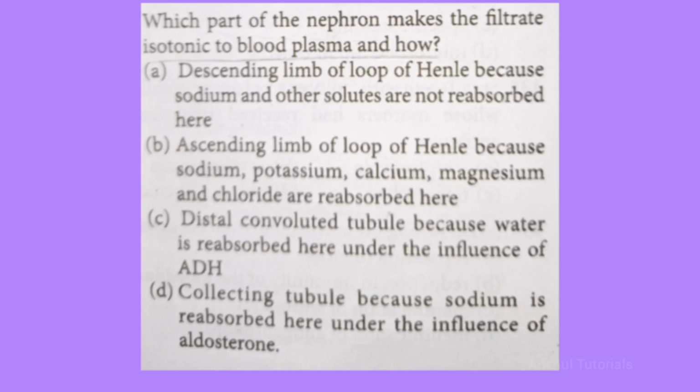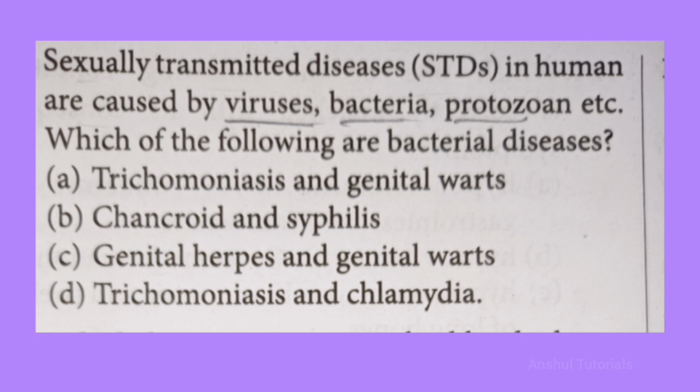And the next question is which part of the nephron makes the filtrate isotonic to blood plasma, and how? The correct answer is option C, distal convoluted tubules, because water is absorbed here under the influence of ADH. Sexually transmitted diseases in humans are caused by virus, bacteria, protozoans, etc. Which of the following are bacterial diseases? The correct answer is option B, that is chancroid and syphilis.